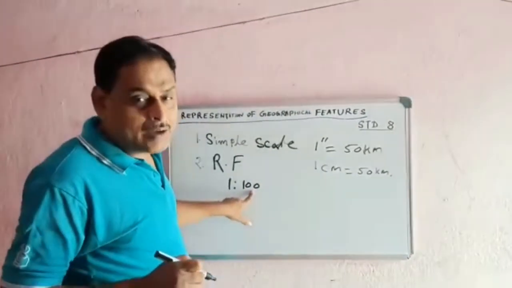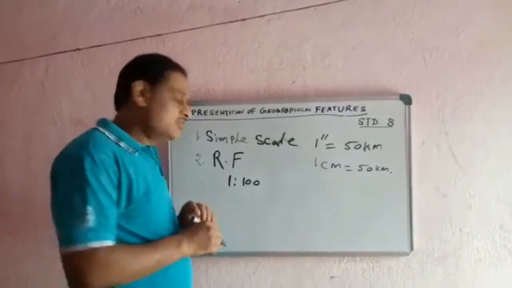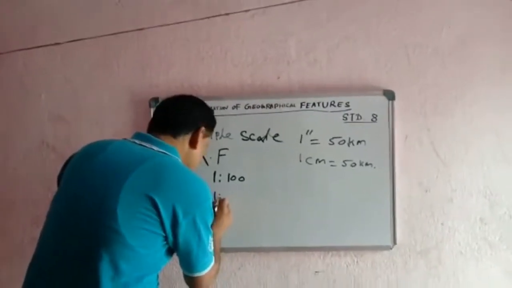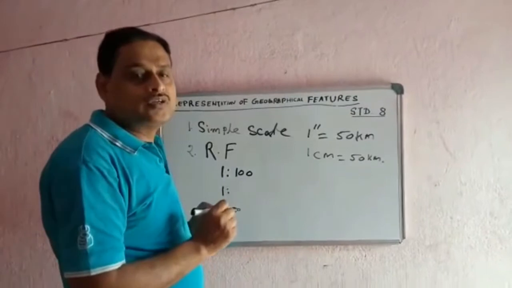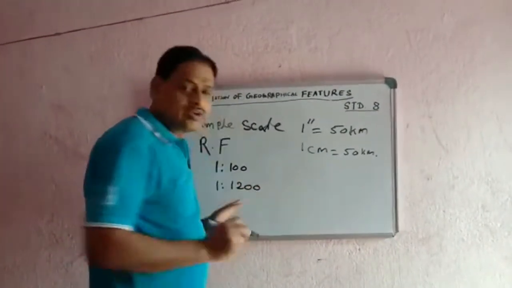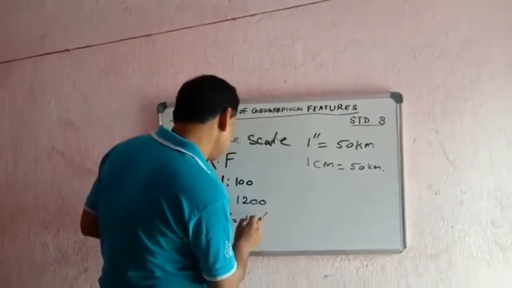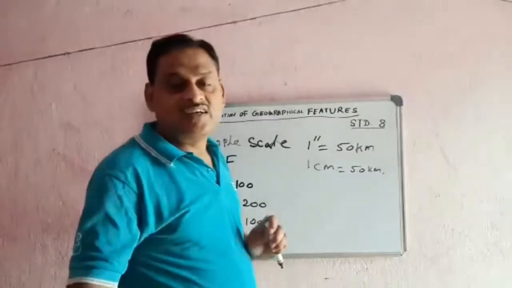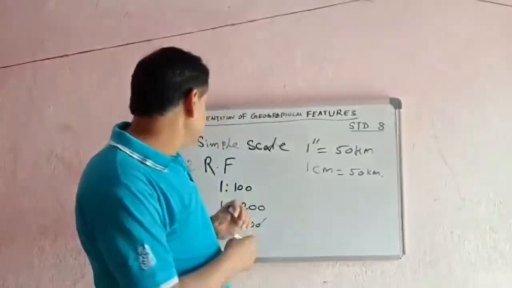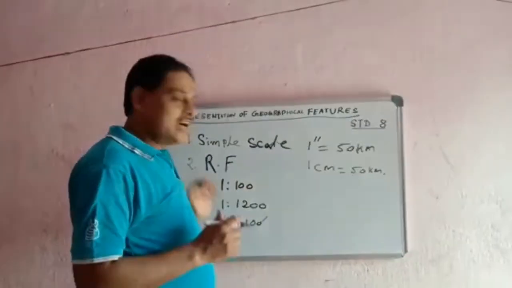In comparable terms, an RF scale of, suppose, 1 is to 1200, okay, 100 feet. Clear? I think everybody got this point, what is simple scale and RF.